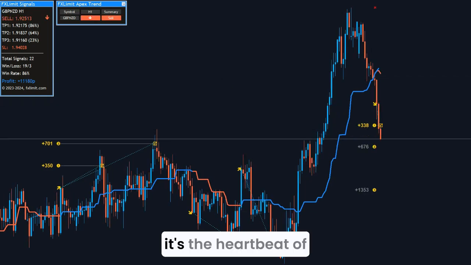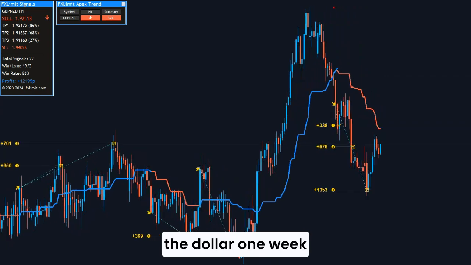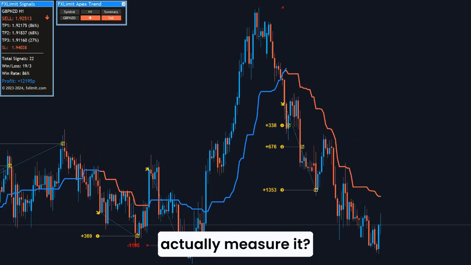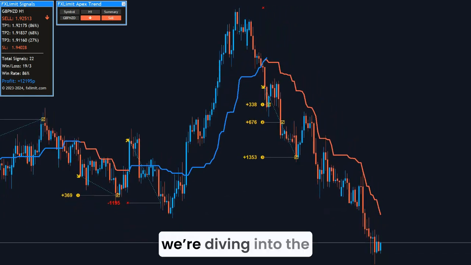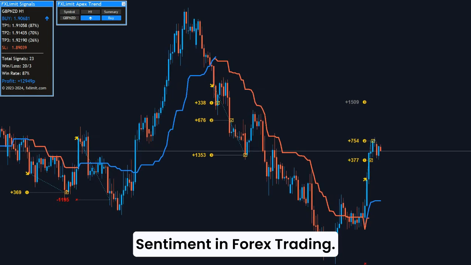Market sentiment, it's the heartbeat of every Forex move. It's what makes traders bullish on the dollar one week and suddenly bearish the next. But how do you actually measure it? Today on FX Limit, we're diving into the top 5 indicators for gauging market sentiment in Forex trading.